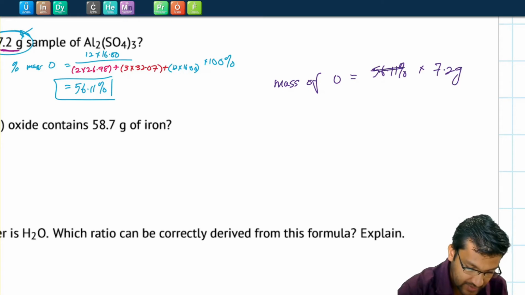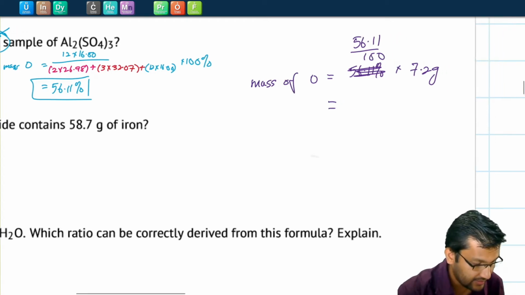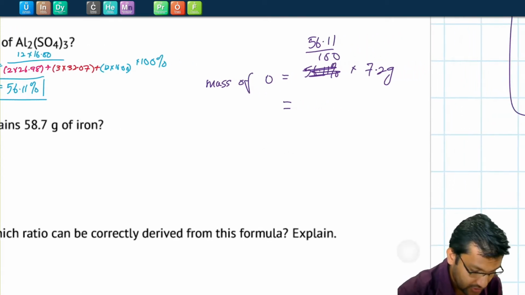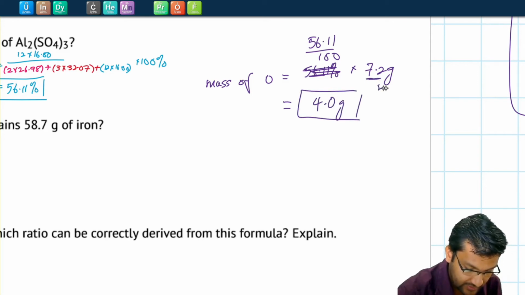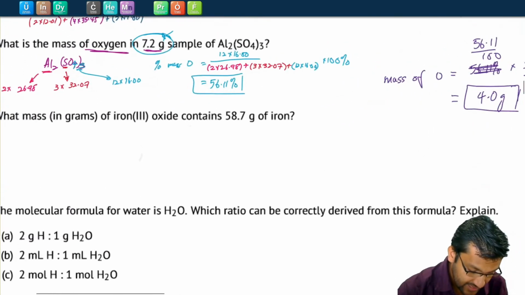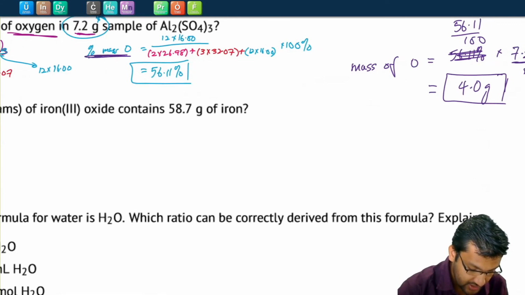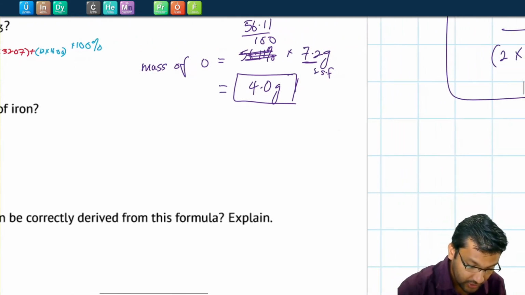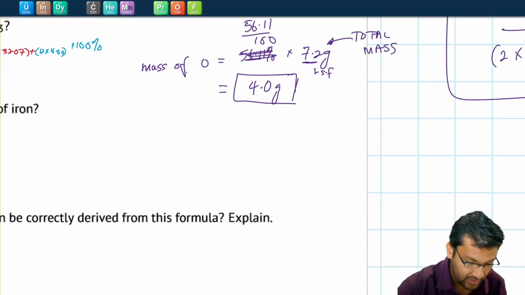Now, percent just means divided by 100, so there's 56.11 divided by 100 times 7.2. You plug that into your calculator, and you should get 4.0 grams to 2 significant figures. And that's our answer for number 13. So here we first had to find the percent mass composition of oxygen, then use that on the total mass to find the mass of oxygen that we were looking for.